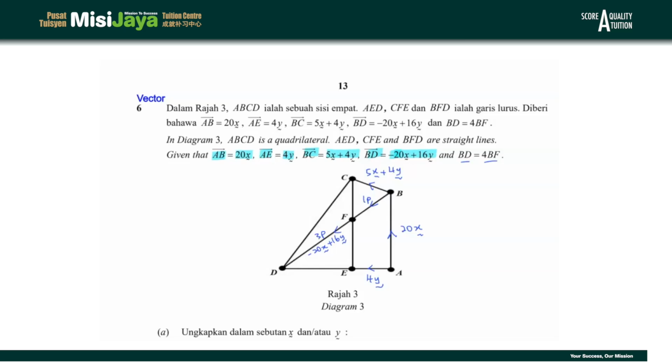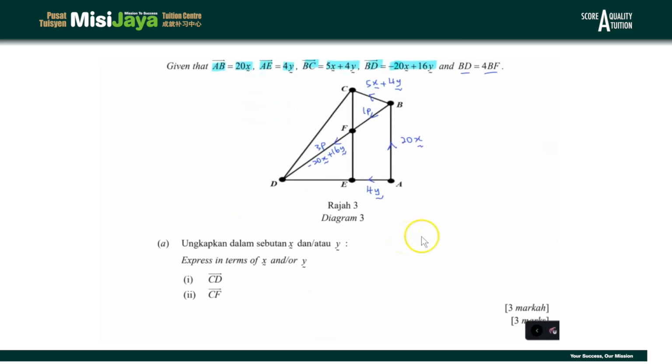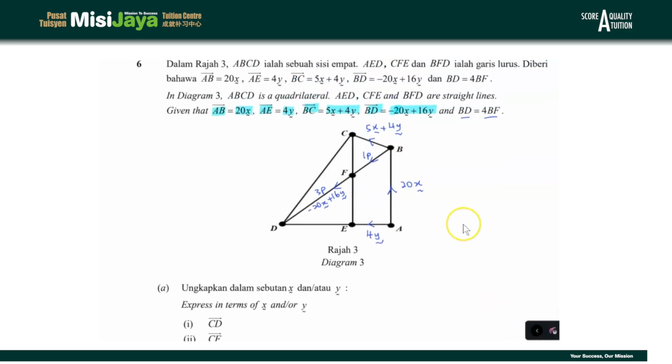So let's look at the question given here. Express in terms of x and or y: 1, CD and 2, CF. So we have to find CD first. In order to find CD, I am going to use the triangle CBD. CBD here.